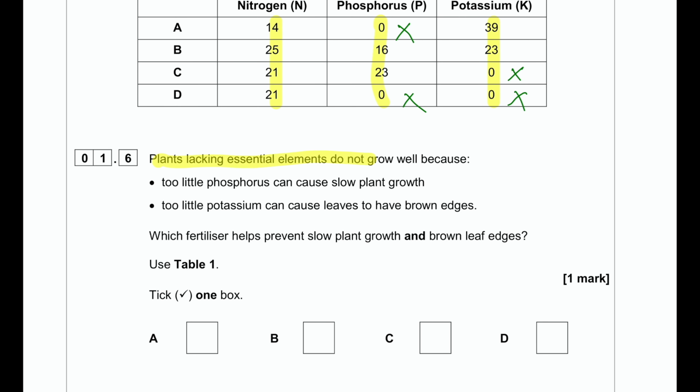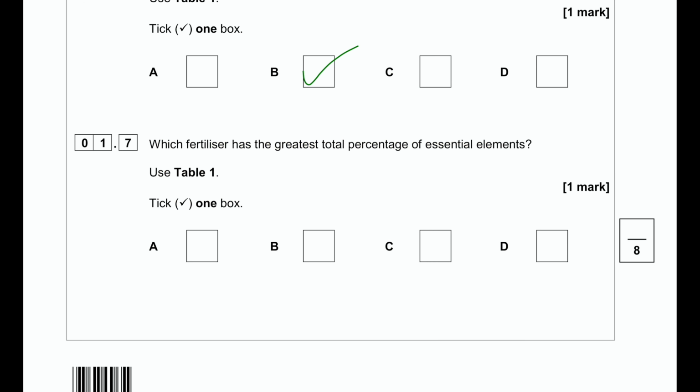Plants lacking essential elements do not grow well. Too little phosphorus can cause slow plant growth. Too little potassium can cause brown leaf edges. So the plant must have phosphorus and the plant must have potassium, and along with that, the plant needs nitrogen. So definitely it's going to be B because B contains all of them. Which fertilizer has the greatest total percentage of essential elements? Even in that case, the greatest total percentage of essential elements, NPK, is in B.